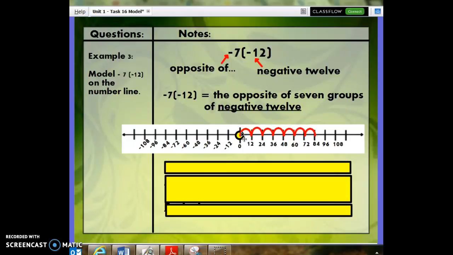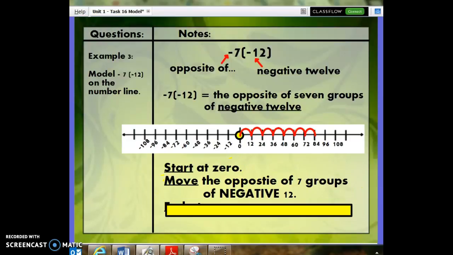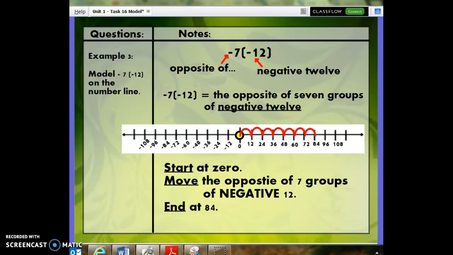And here's my 7 groups of negative 12 in the opposite direction. The opposite of 7 groups of negative 12 is positive 84. So you start at 0, you move the opposite of 7 groups of negative 12, and you end at 84.